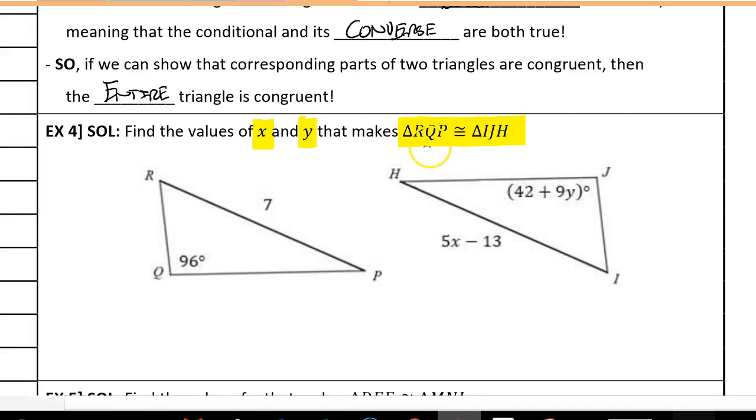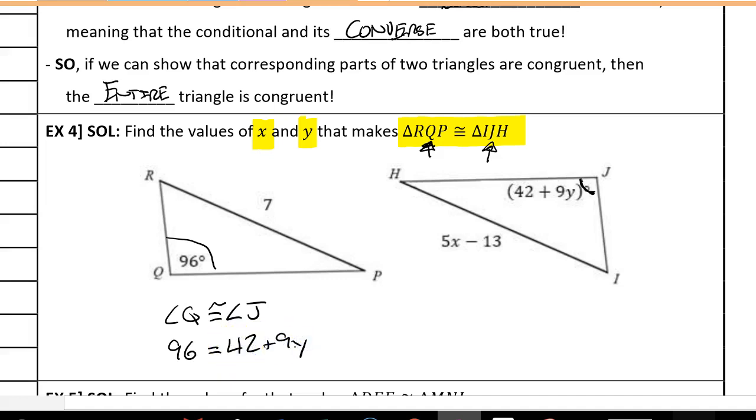We'll start with angle Q. We have an angle measure of 96 for angle Q. From the congruency statement, I know that it is congruent to angle J. So I know angle Q is congruent to angle J, which is this angle over here. Well, by substituting in their values, I know that 96 is equal to 42 plus 9y.